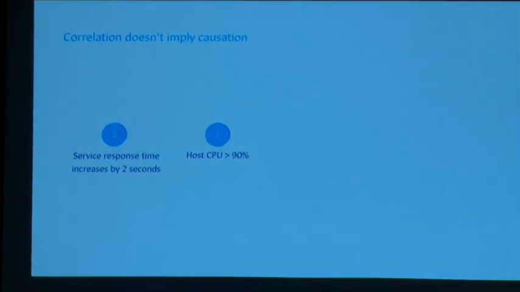On the other hand, your magical monitoring tool tells you you have a host where the CPU utilization is above 90%. And those two things happen at the same time. So the logical conclusion would be, of course, the service response time increased because the CPU time is over 90%. I mean, it's a no-brainer, right? The thing is, it's not, right?